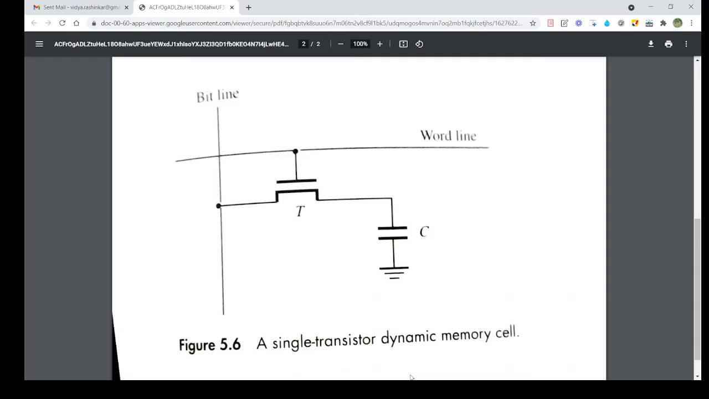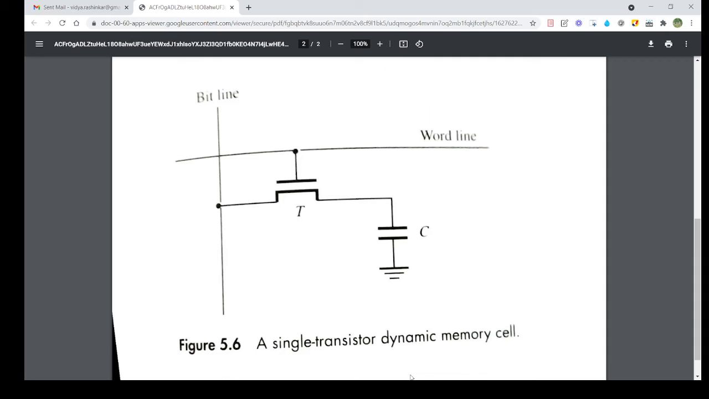Since the cell is required to store the information for a much longer time, its content must be periodically refreshed by the power supply, that is continuously supplying the power. We have to maintain the charge which is stored in the capacitor.